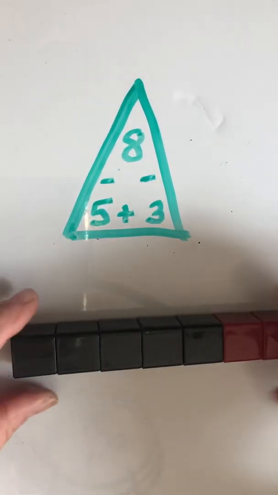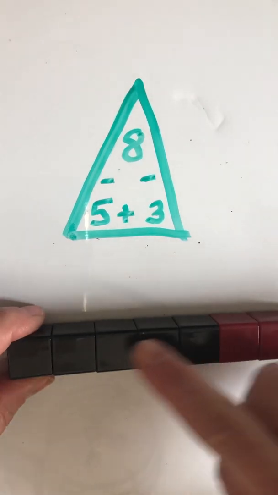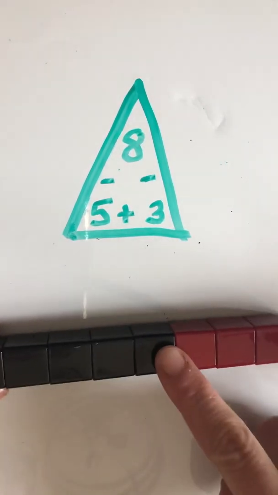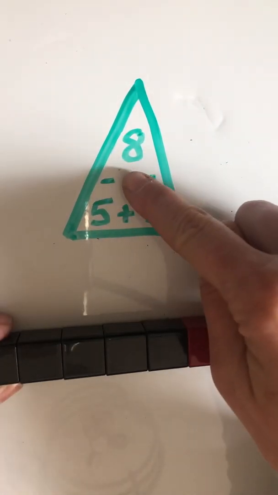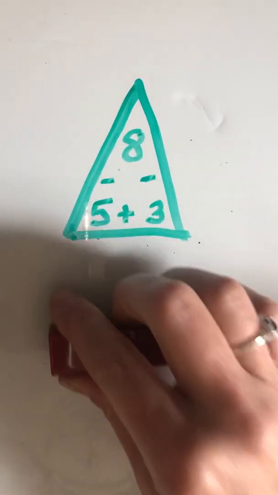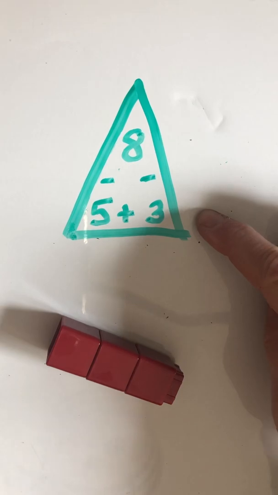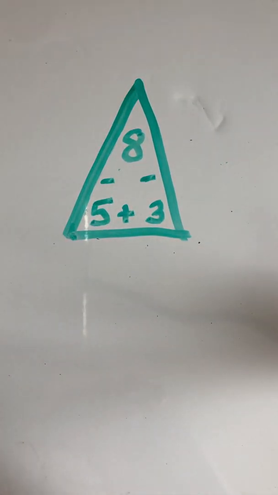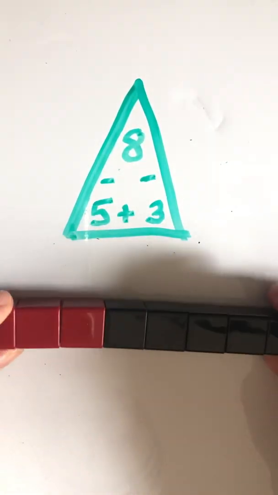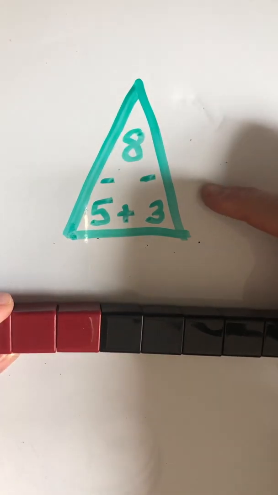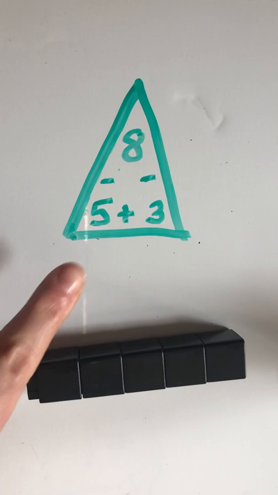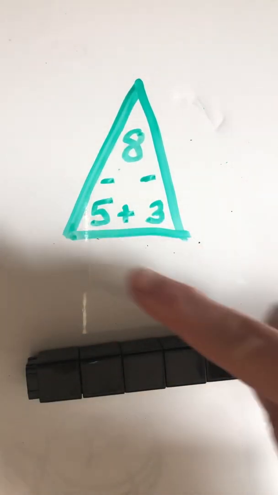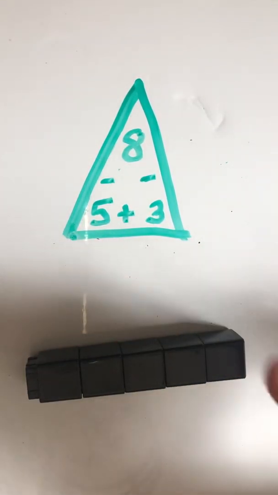Now if I want to make subtraction sentences, I know I'm going to start with the whole, the biggest number. And I have 8 cubes. Remember 5, 6, 7, 8? So if I have 8 and if I take away 5, I have 3 left. If I have my 8 cubes, my whole, and if I take away 3, my 3 red, I have 5 left. All of those numbers in a fact family are related.